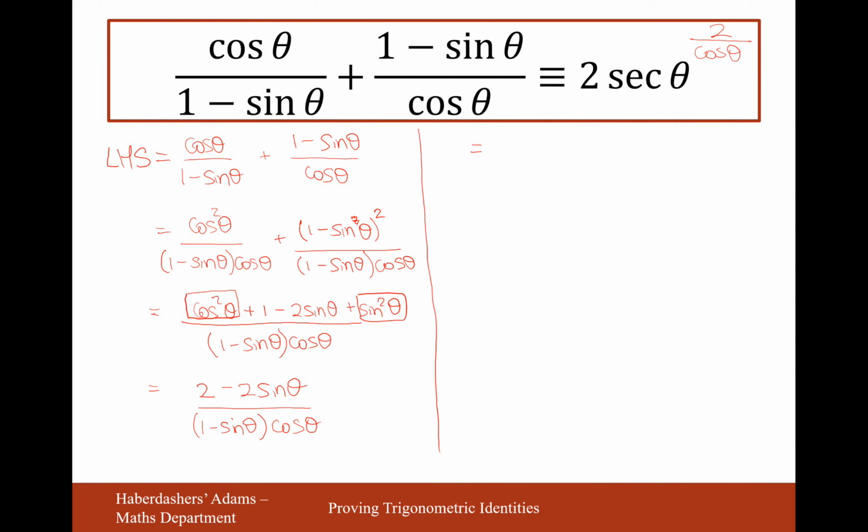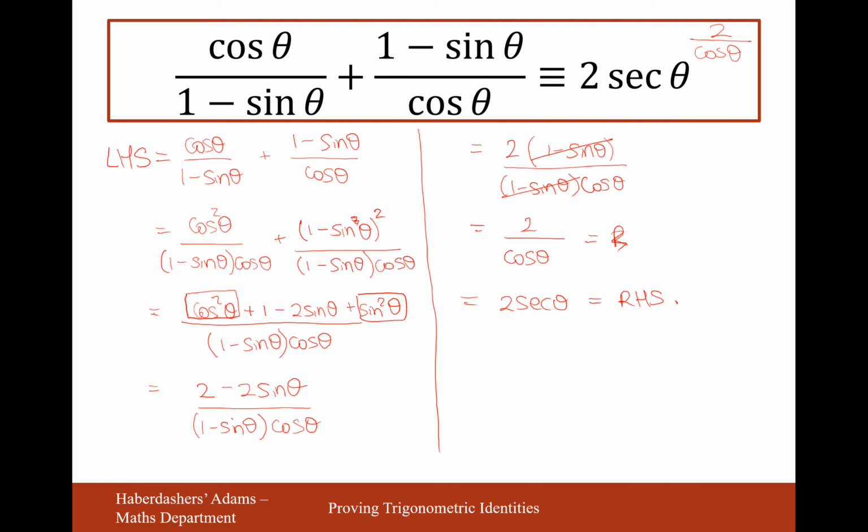Let's now move up here. Let's now factorise out the top. So 2, 1 minus sine theta over 1 minus sine theta cos theta. Now we can cancel out 1 minus sine theta from top and bottom, and we're left with 2 over cos theta, which is exactly what we have. Well, let's do one more step, which is equal to 2 sec theta, which is exactly what we have on the right hand side. Lovely, there we are.